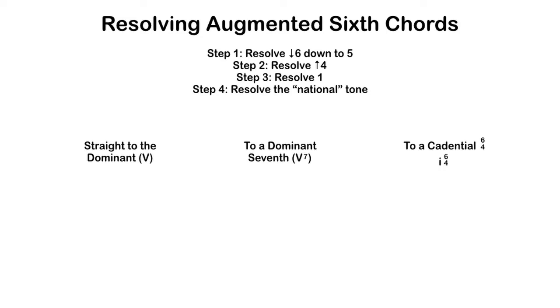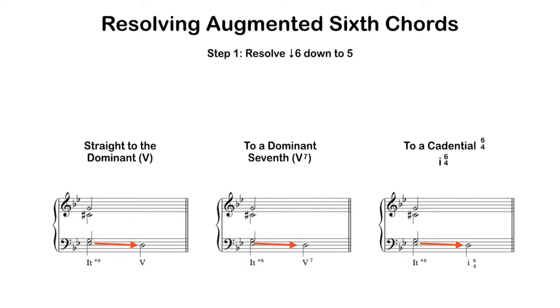So when we have to resolve these things, we can do this using steps. The first step is resolve flat 6 down to 5. Step 2, resolve sharp 4 up to 5. Now, the only exception to that is if we go straight to a dominant 7th chord, in which case that sharp 4 will move down to the natural 4, which is the 7th of the dominant 7th chord.